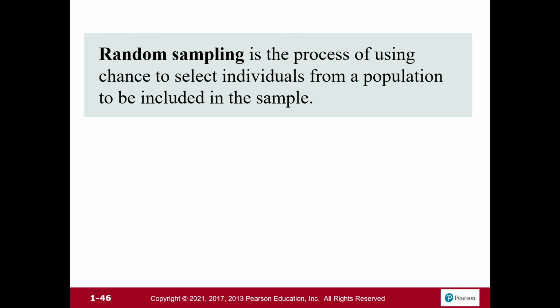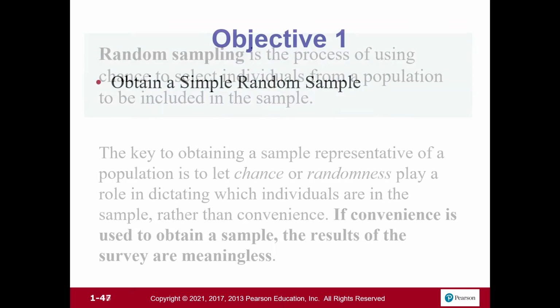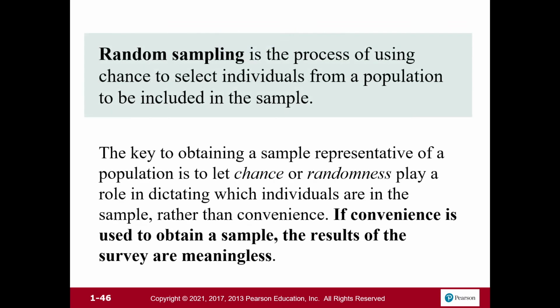It is the process of using chance to select individuals from a population to be included in the sample. The key to obtaining a sample representative of a population is to let chance or randomness play a role in dictating which individuals are in the sample, rather than convenience.